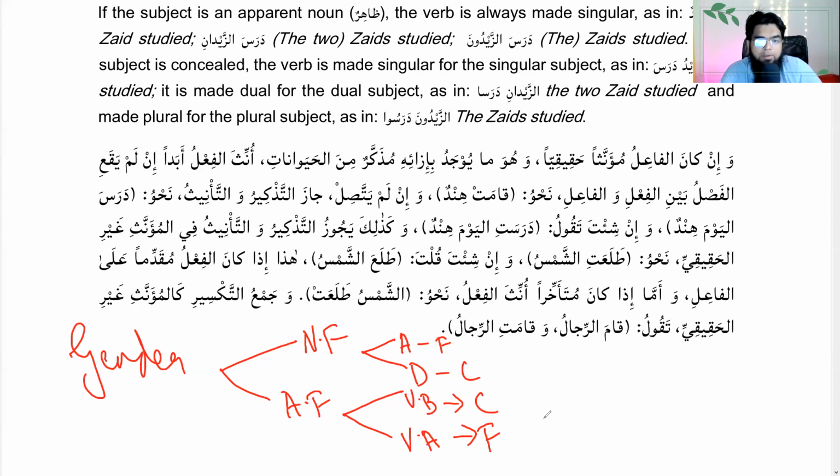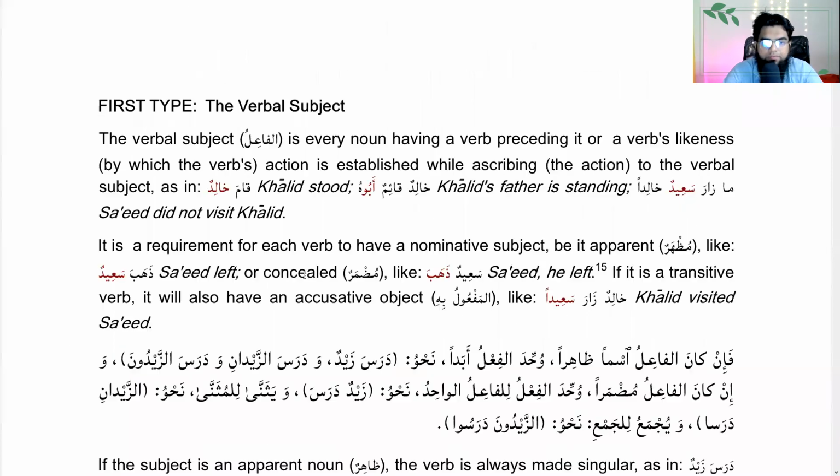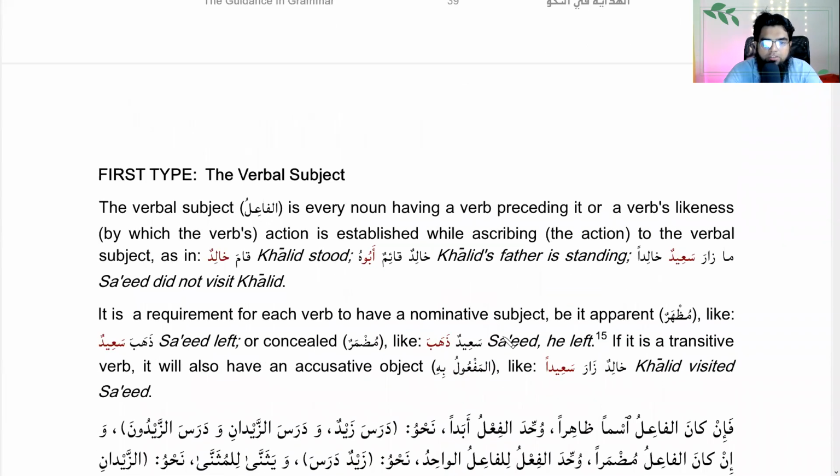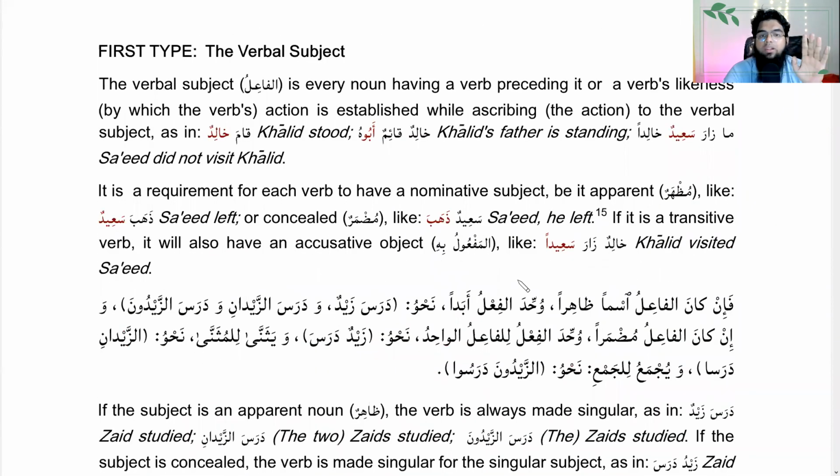And this is the summary of all the rules for gender. For the فاعل, so till now, what did we learn? فاعل could be either ظاهر or مضمر. If it is ظاهر, he told us, وحد الفعل أبدا, the verb is always used singular. But if it is مضمر, a pronoun is used, then you have to use singular, singular, dual, duals, plural, plurals. I hope this is easy, inshallah, and clear.